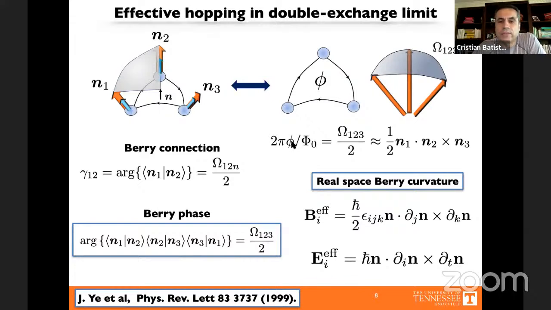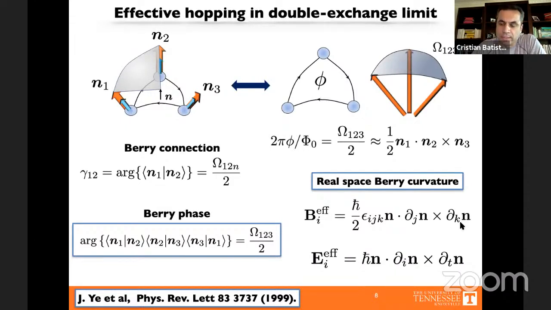And this allows us to establish a connection or an equivalence between this non-coplanar configuration of spins and an effective flux, right? The effective flux in units of the flux quantum, multiplied by 2 pi, is simply the solid angle divided by 2, right? Now, you know that the solid angle, when the spins are quasi-parallel to each other, is approximated by the triple product, the so-called scalar spin chirality. So in other words, what we are saying is that the effective magnetic field produced by a non-coplanar magnetic structure is proportional to the so-called Skyrmion density or scalar spin chirality of the underlying magnetic moments.